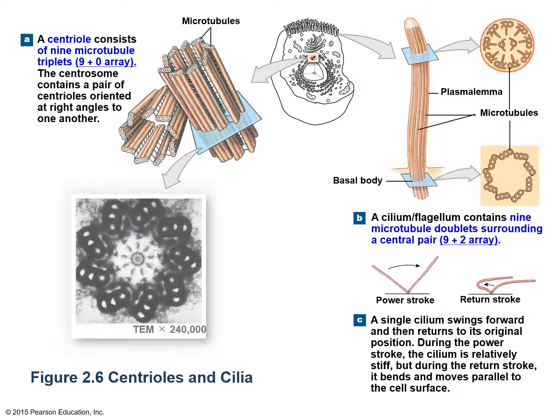Now, if you look at a cilium or a flagellum, the arrangement of microtubules here is a 9+2 array. That means there are microtubules, again 9 arranged in the periphery, but these 9 microtubules are present in doublets, not triplets. And in the center, there are 2 microtubules. So it's a 9+2 array.